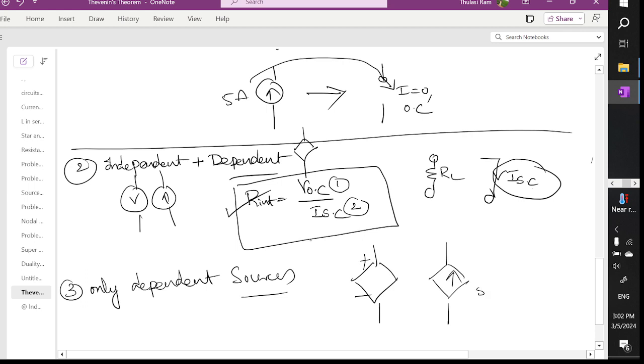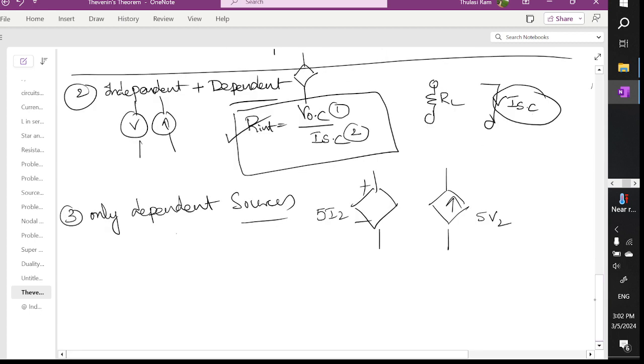So this will be given as 5 into V2, a voltage dependent current source. This will be some 5 into I2, so a current dependent voltage source. So like this, if we have only dependent sources in the network, then how do we find out R internal?